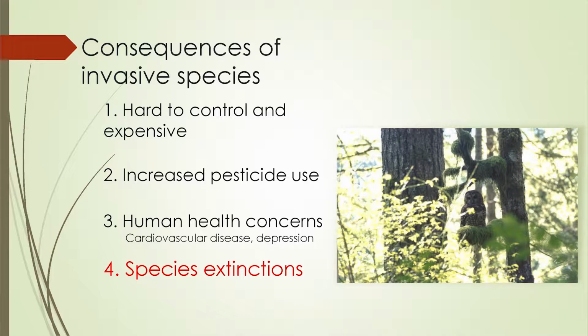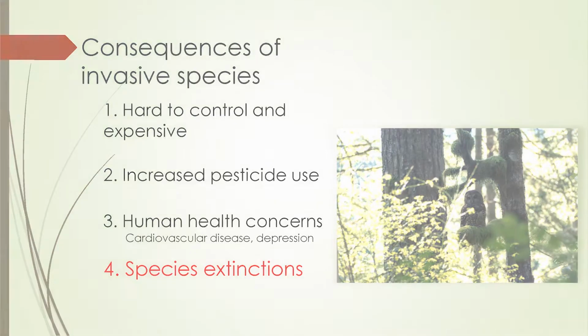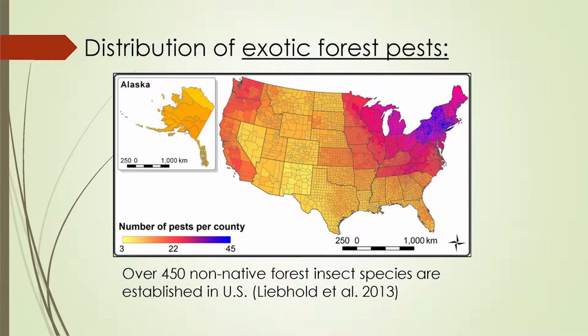Invasive forest pests exist across the U.S. Here is a map showing the distribution of over 450 exotic forest insect species. The Pacific Northwest has a moderate amount of exotic forest pests, while the Northeast U.S. has the highest distribution. Some of the pests that exist in the Northeast have not been established in the Pacific Northwest, such as gypsy moth and emerald ash borer, although there's a high likelihood that they will do so in the future.